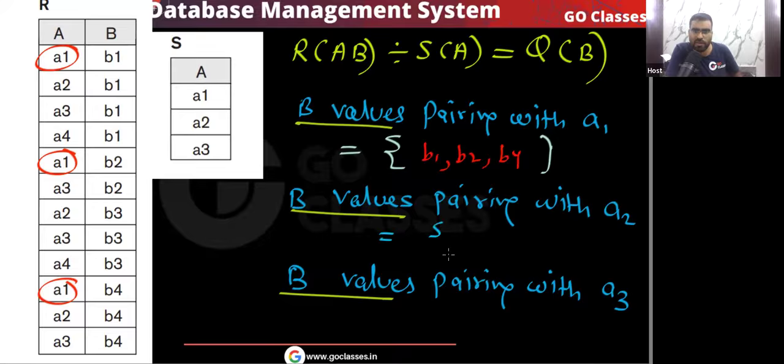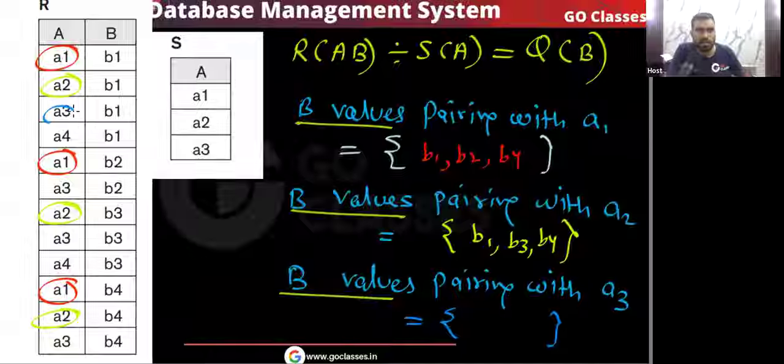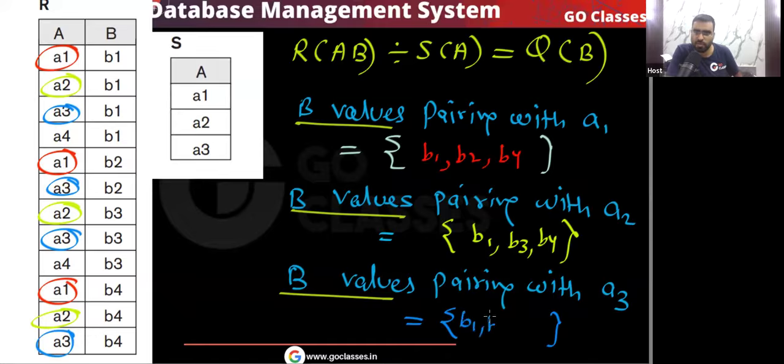Now tell me which B values are pairing with A2? This is A2, A2, A2. Yes or no? So that will be B1, B3, B4. And tell me which values are pairing with A3? A3, A3, A3, A3. So that will be B1, B2, B3, B4. Now I will take their intersection. Do you agree? What is their intersection? The intersection is B1, B4. And that is my desired answer.